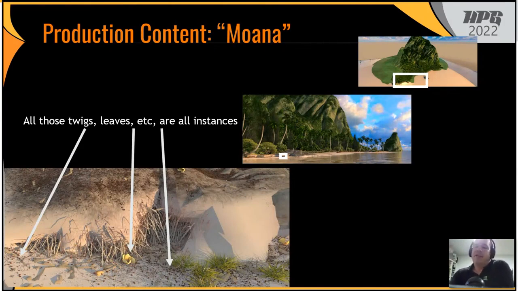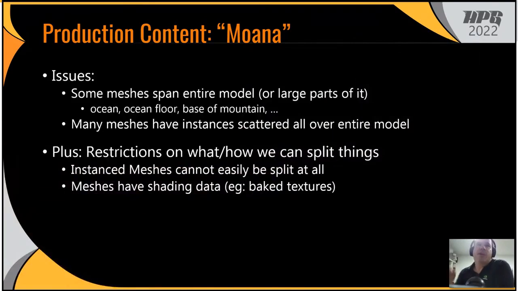With that in mind, there are a few things I would like to point out for that kind of content. The first one is that there are some meshes that span almost the entire model, like the ocean floor, the ocean surface, the beach, or the mountain base meshes. They are gigantic compared to some of the instances. The other thing is that many of the things that have instances have them scattered all over the model. Certain trees are on the left side of the island and the right side, and they're all over the place.